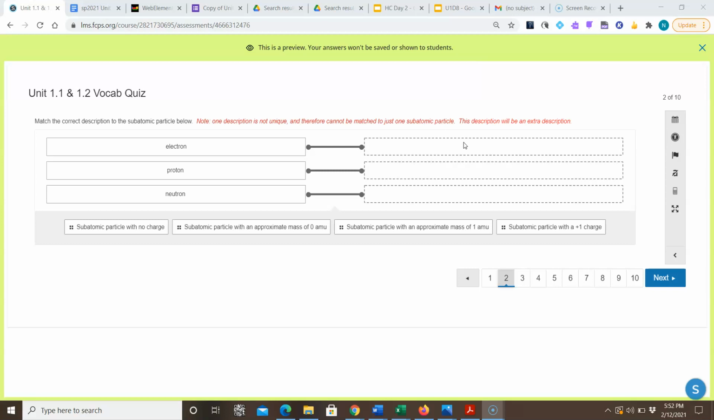An example of that would be if it said a subatomic particle located in the nucleus. Well, that will apply to both a proton and a neutron. So you wouldn't be able to use it because that's not unique to just one subatomic particle. However, if it said a subatomic particle located in the electron cloud, the only one that's located in the electron cloud is the electron, so you can match it to electron. So you want to make sure that whatever you're choosing can only apply to proton, can only apply to neutron, and can only apply to electron. If it can apply to something else, then you don't want to use that one, even if the statement is true.